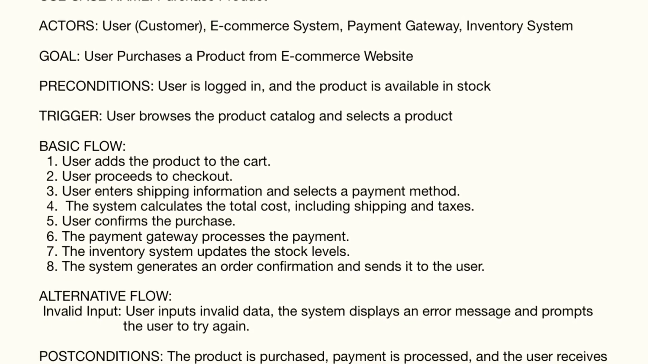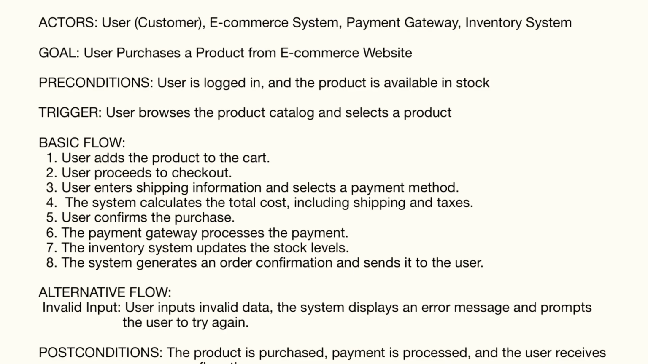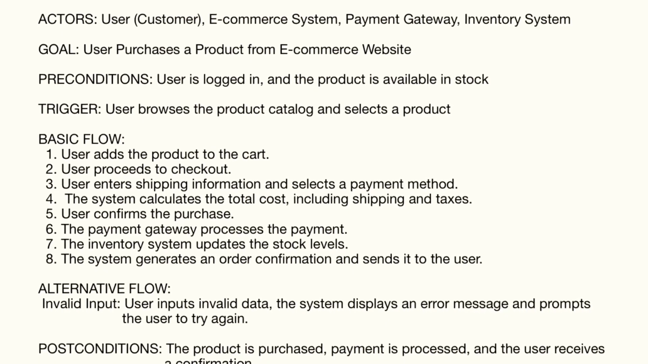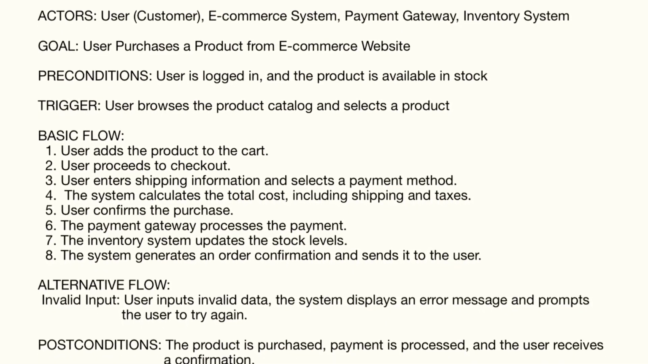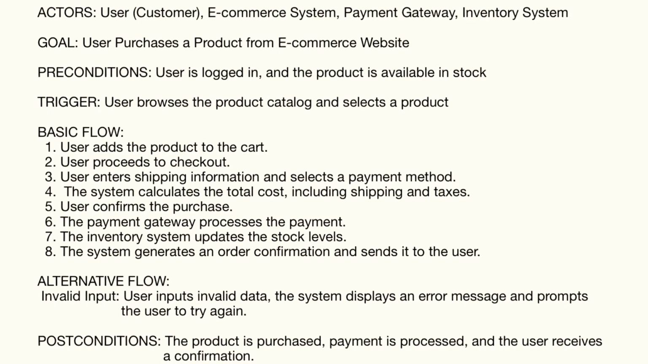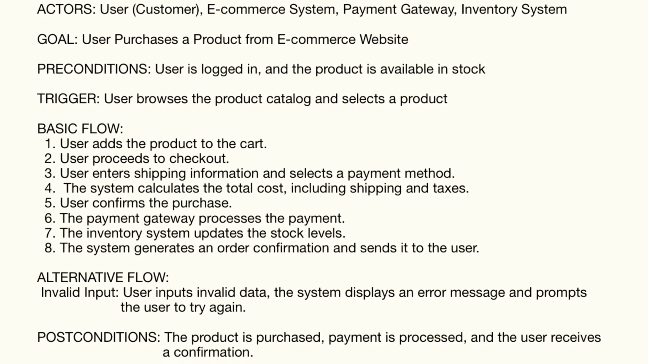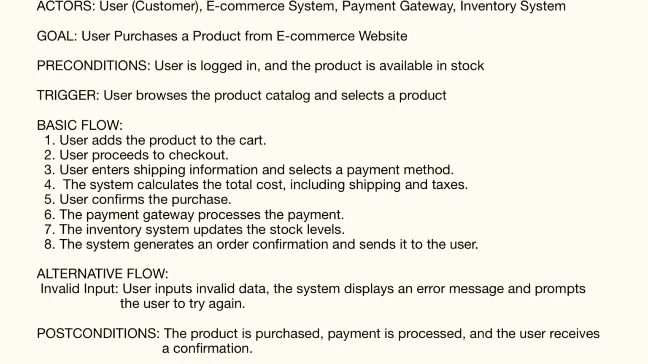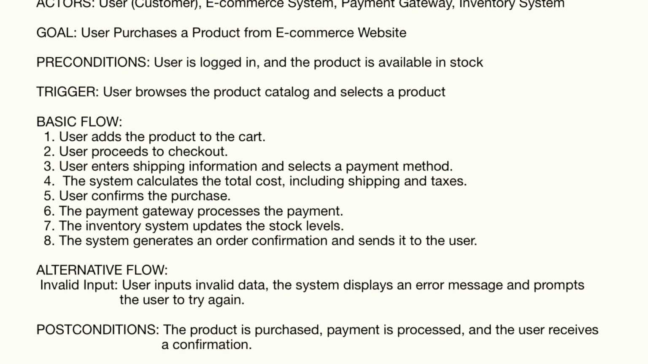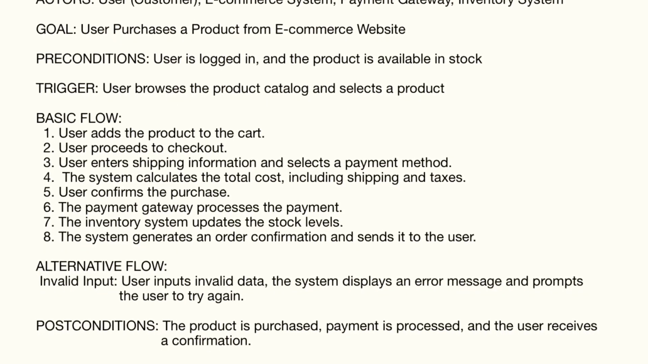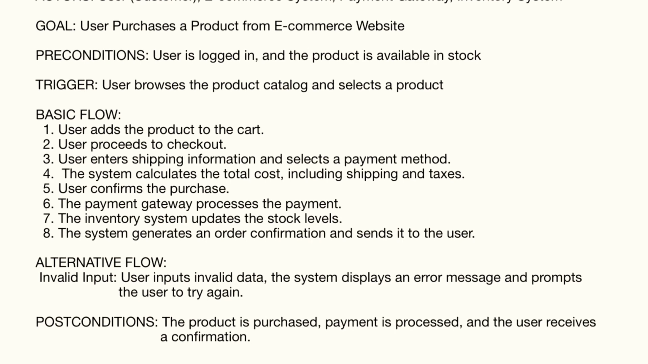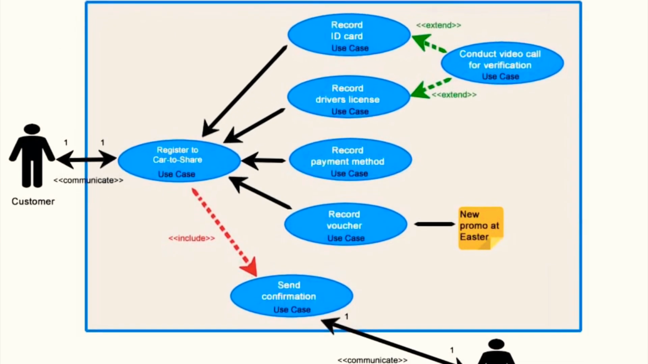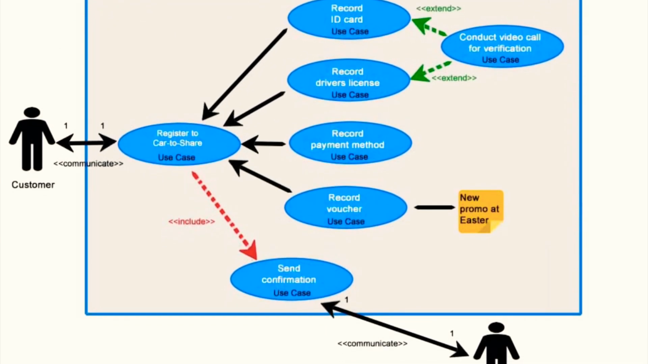Alternative flow occurs when there is an invalid input. If the user submits invalid data, such as incorrect payment information or invalid address, the system displays an error message and prompts the user to correct the information. Postconditions are that the product is purchased, payment is processed, and the user receives a confirmation. See how flexible use cases can be? They can be adapted to fit any system or process.